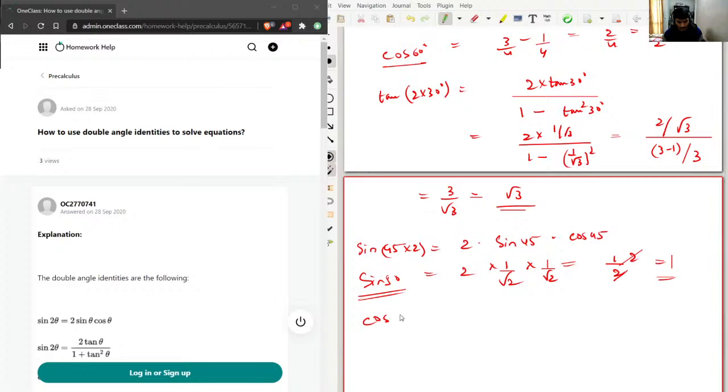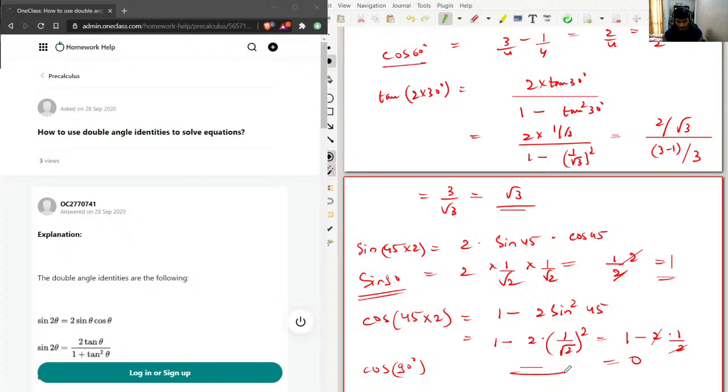Now we'll go for cosine of 45 into 2. This time we'll use 1 minus 2 times sine square of 45. So 1 minus 2 times 1 over square root of 2 whole square. This will be 1 minus 2 times 1 over 2, the 2s get cancelled, and 1 minus 1 is 0. And yeah, we know that cosine of 90 degree is 0.